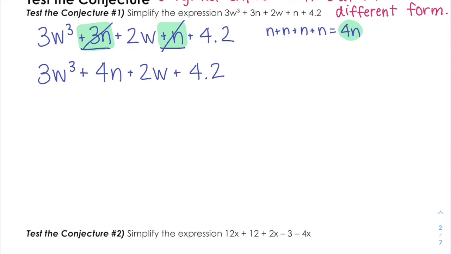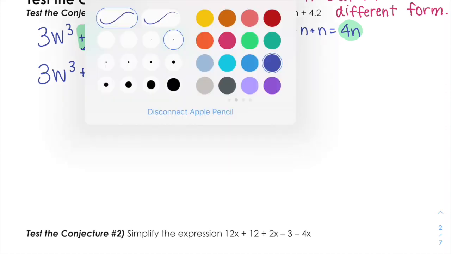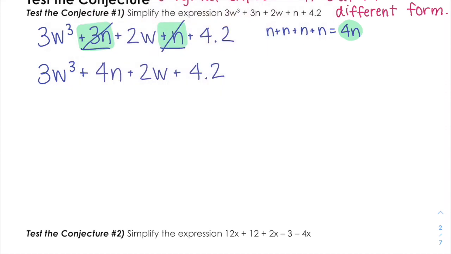Now, I actually already did this for you only because it was a real lengthy problem. To check our work and make sure that these expressions are equivalent, so we can test our conjecture, we are going to again substitute a value in for our variable. So we're going to let w equal 3 and n equal 2.